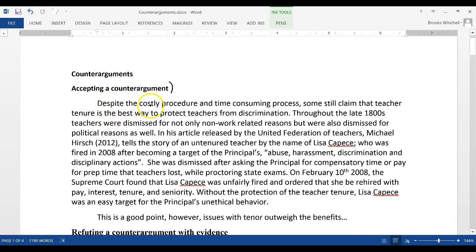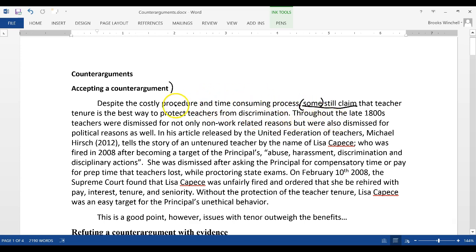It says, despite the costly procedure and time-consuming process, some still claim that teacher tenure is the best way to protect teachers from discrimination. We know this is a counter-argument because the author leads off with "some still claim," which shows that this isn't her idea.